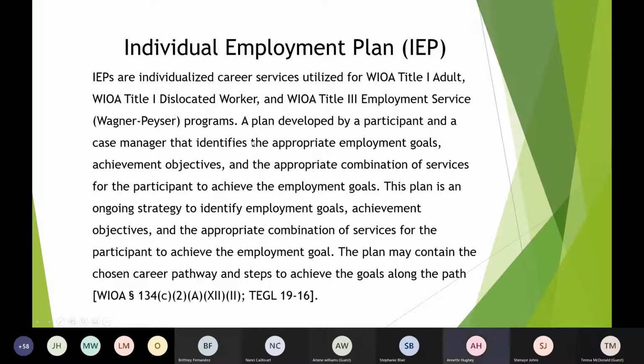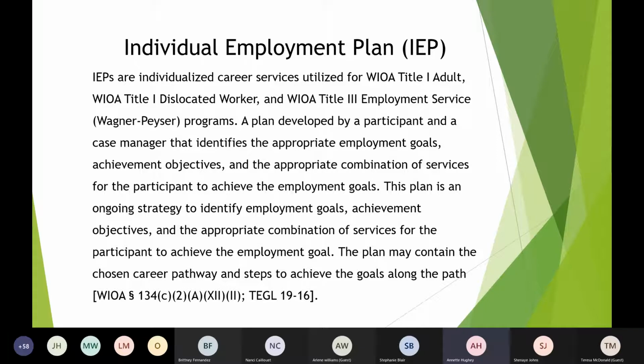An IEP, the Workforce Innovation Opportunity Act, requires that all adults and dislocated workers be provided an assessment and an IEP. The IEP, of course, identifies the employment plan as well as the appropriate achievement objective of that individual. The contents of the IEP is a roadmap and a compass that will demonstrate the agreement between the participant's need and their employment goal.